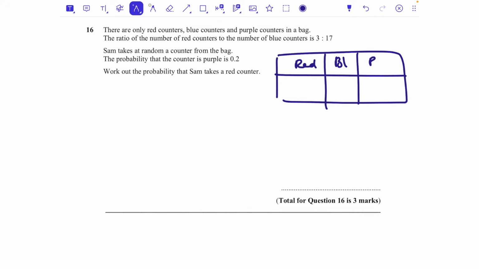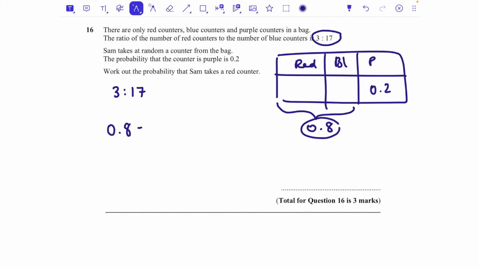And we know that the probability of selecting those has to add up to 1. Now, if the probability of purple is 0.2, then the probability of red or blue must be 0.8, because we know the probability of taking one of those counters from either colour has to be 1. It has to be certain that we're going to take one of those colours. So I'm now going to look at this ratio, and the ratio of red to blue is 3 to 17. So 3 to 17 means we're going to take our 0.8 and divide it into 20 parts. So 0.8 divided by 20.